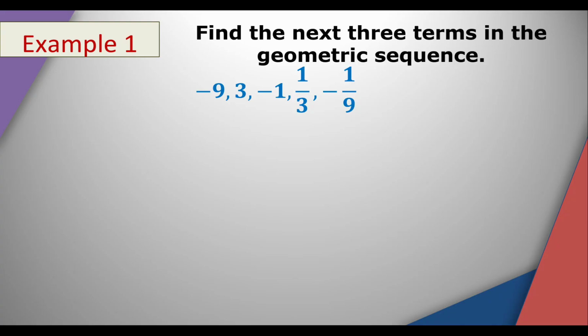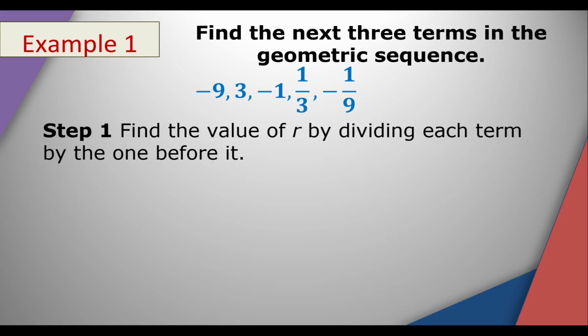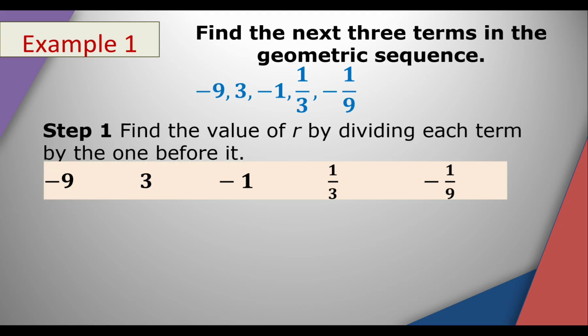By definition, in a geometric sequence, there is a common ratio in between two consecutive terms. So we have to determine first the common ratio. So find the value by dividing each term by the one before it. Let's see. So we have listed here the different terms. Now let's start from the right.